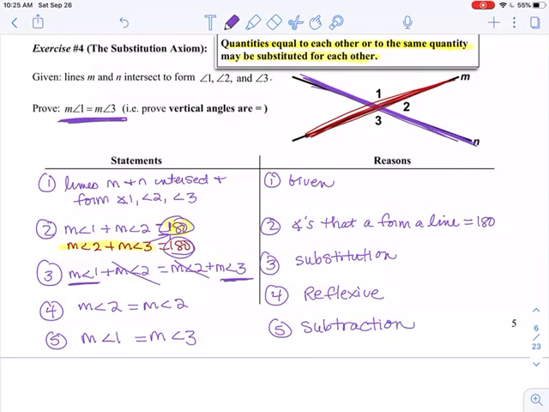So I told you this last week or the week before that vertical angles are congruent. Look at angle 1 and angle 3. They are vertical angles. They are opposite each other. I just proved right here that they are in fact congruent.